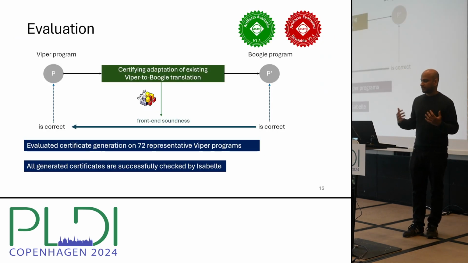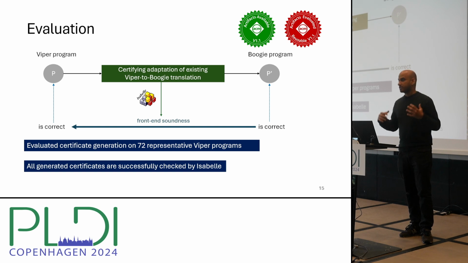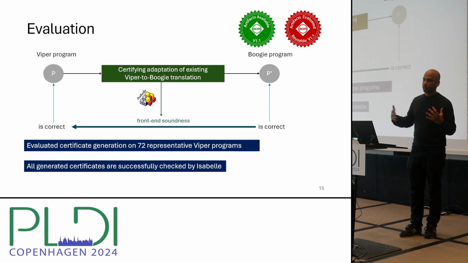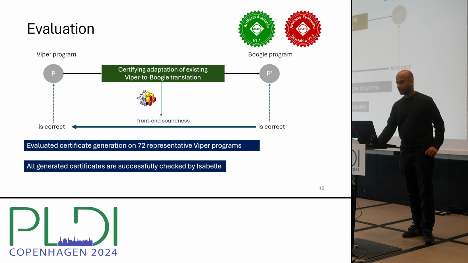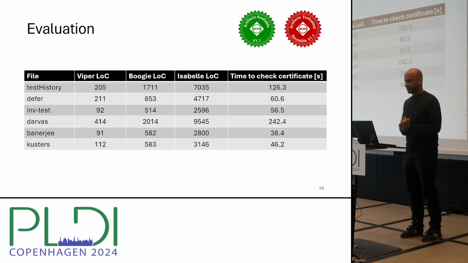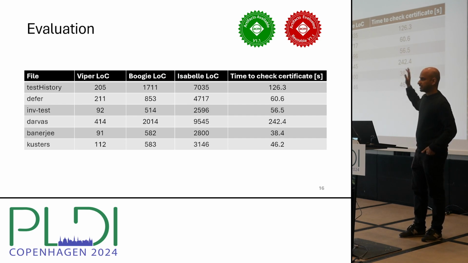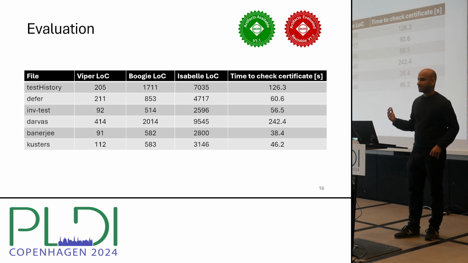So we evaluated our certifying adaptation of the existing Viper to Boogie translation on 72 representative Viper programs, and the corresponding 72 automatically generated certificates that show front-end soundness were all successfully checked by Isabelle. To give you a bit of an impression of some of the numbers here in these programs, I'm just showing 6 of the larger examples from these 72, so you can see the size of the Viper code in lines, the size of the Boogie code, so the translation, the size of the Isabelle certificate that we generate, and finally the time it takes to check the certificate.